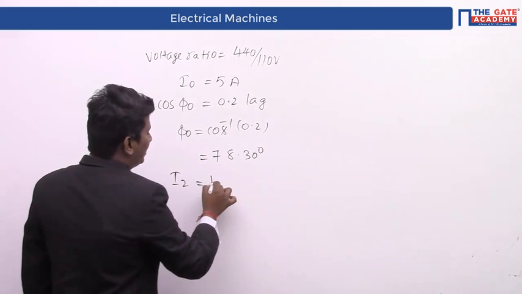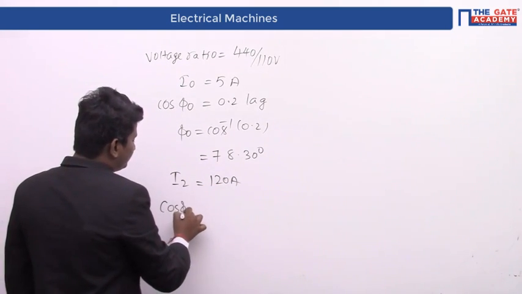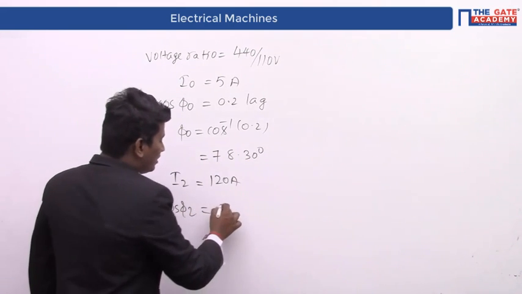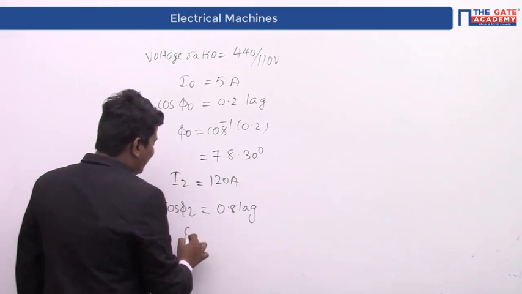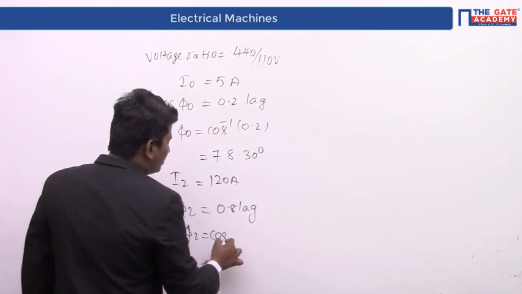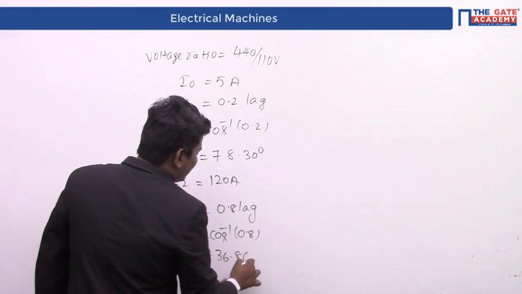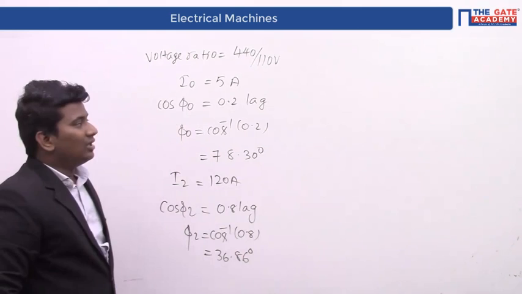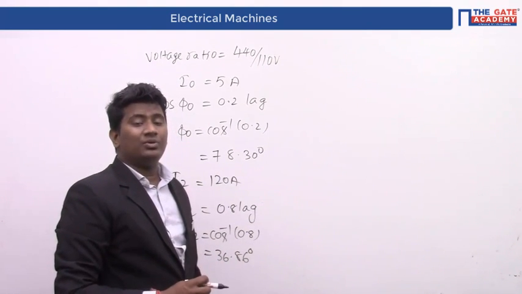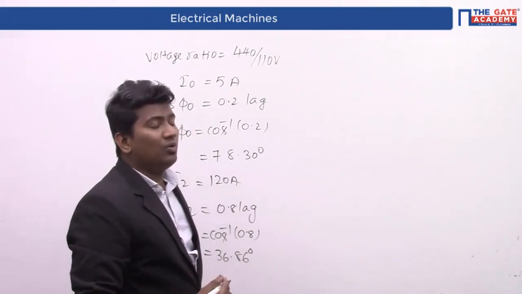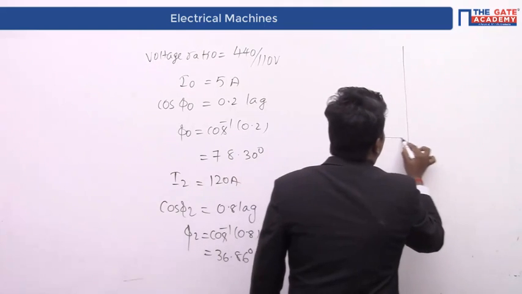Now what they are asking, the load supplied, the secondary side supplies the load current of how much? 120 amperes at a power factor of 0.8 lag. Therefore phi 2 is equal to cos inverse of 0.8. How much is the value? 36.86 degrees. Now what they are asking is the current drawn by the transformer from the primary side. So how to solve this question? By using the phasor notation.